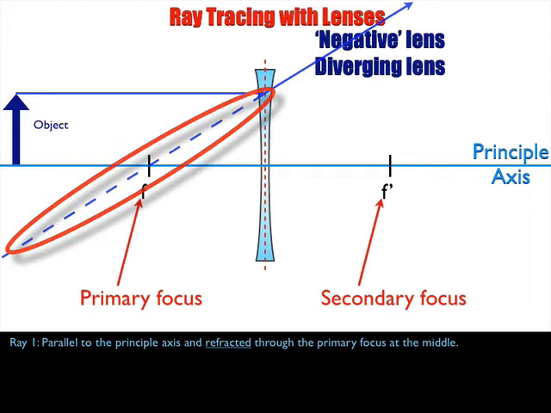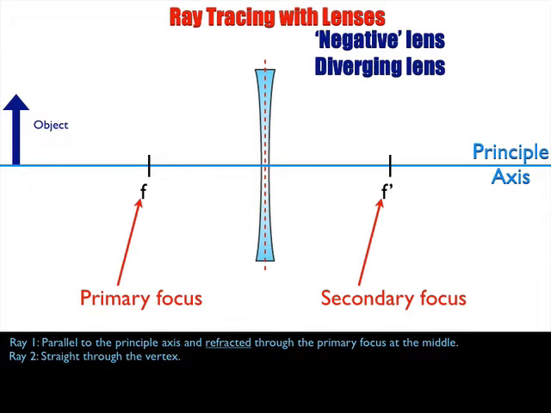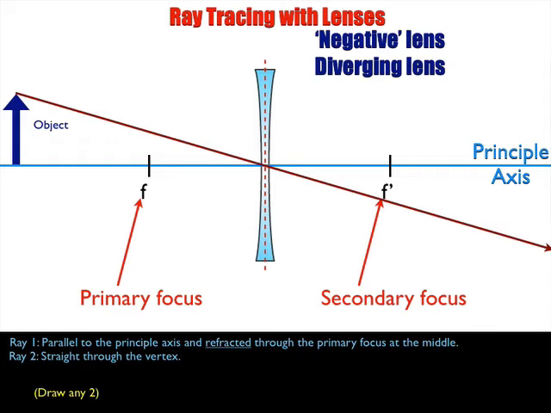Second ray, same rule as first for a converging lens. Goes right through the vertex, straight through. So here it is, right through it. Just a nice long line.